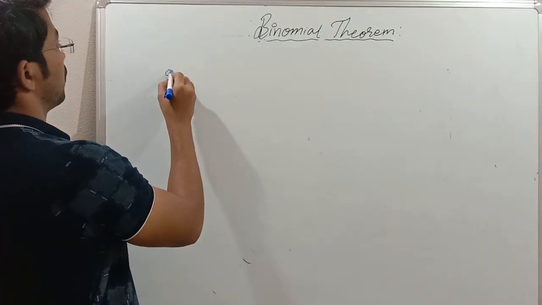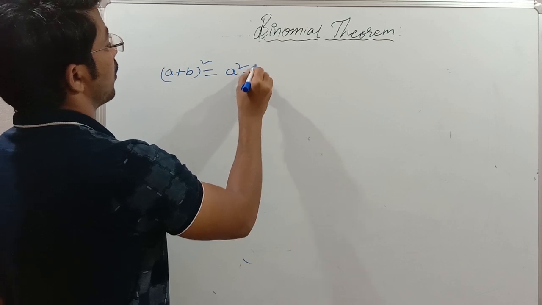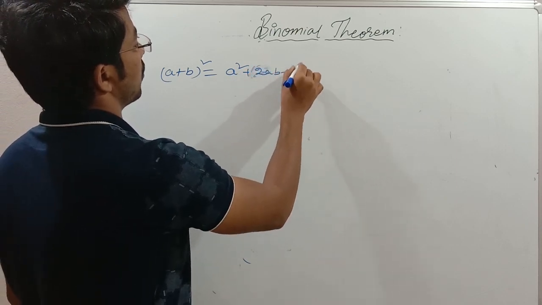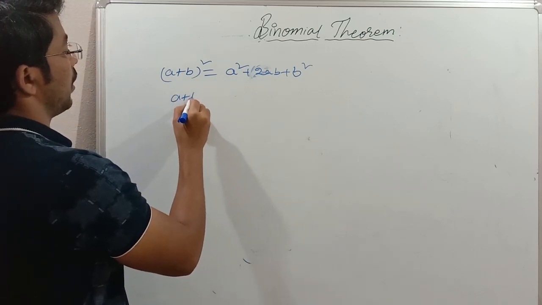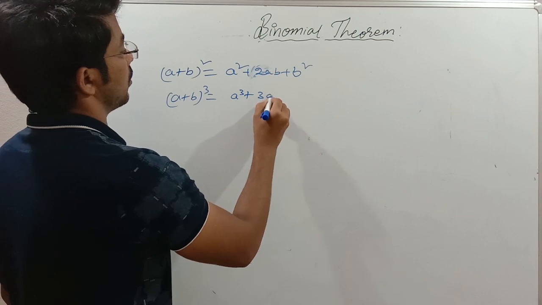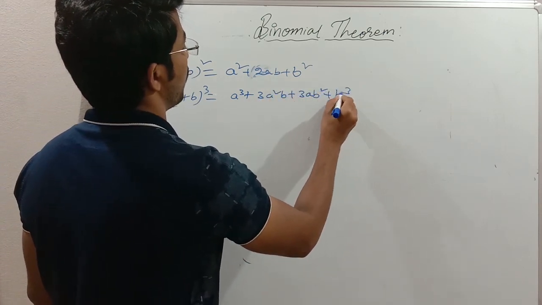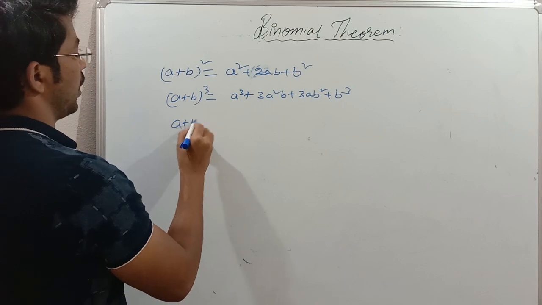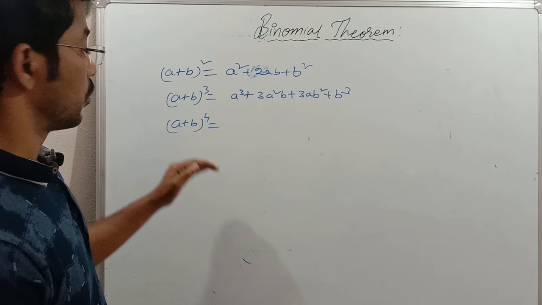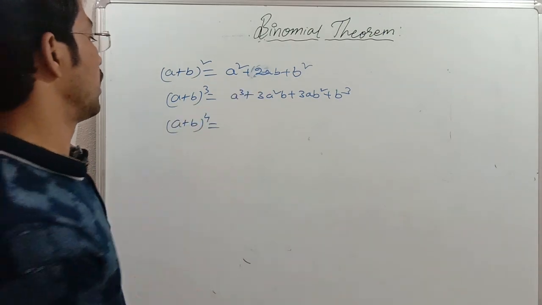Now a plus b whole square is equal to a square plus 2ab plus b square, and a plus b whole cube formula is a cube plus 3a square b plus 3ab square plus b cube. Now the a plus b whole power 4 formula. Here we face the difficulty to split the terms. So here the binomial theorem importance arises.